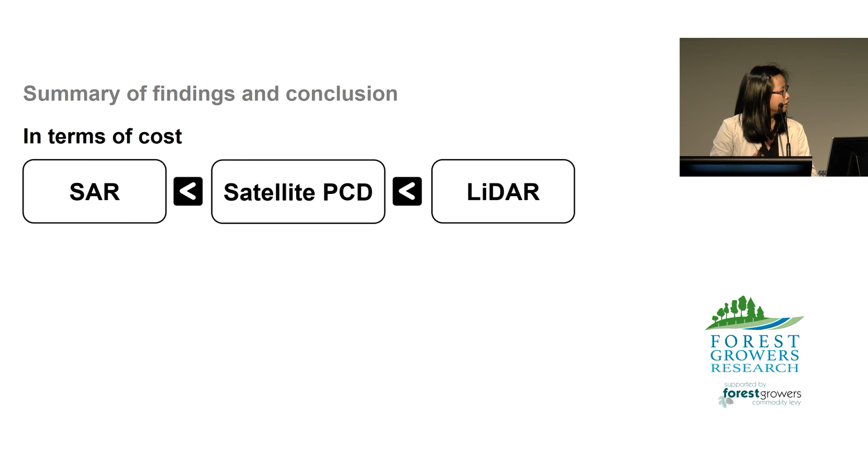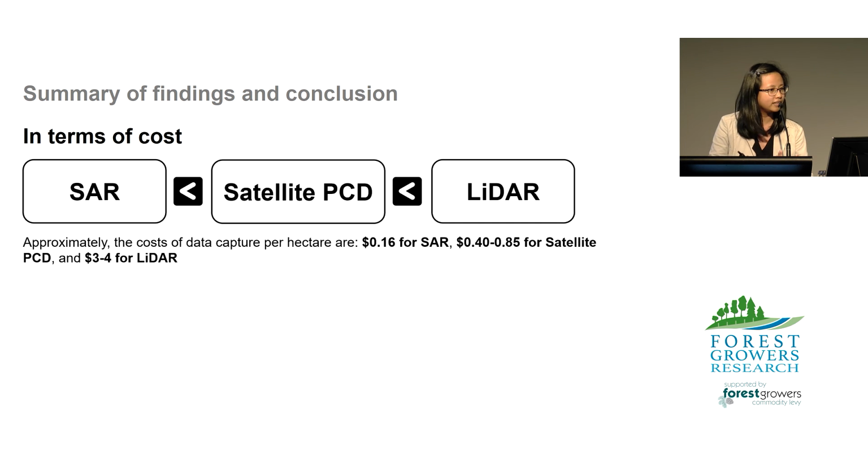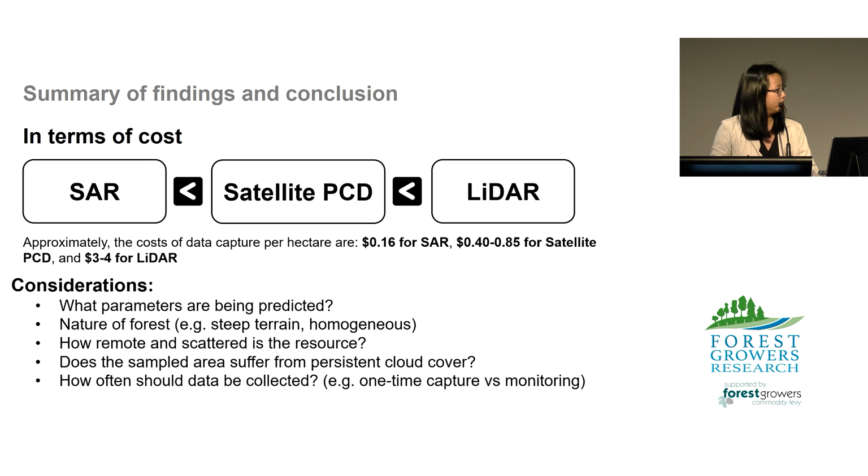So in terms of cost, SAR is less expensive than satellite point cloud data, and the two are less expensive than LIDAR data. So approximately, the cost of the data capture per hectare is 16 cents for SAR, 40 to 85 cents for satellite point cloud data, and $3 to $4 for LIDAR. And also, we have to take note that these costs are estimated during the time of the study, and this has minimum order requirements.